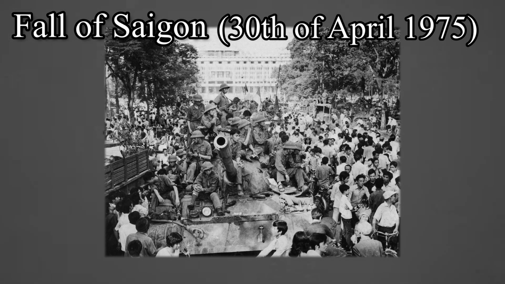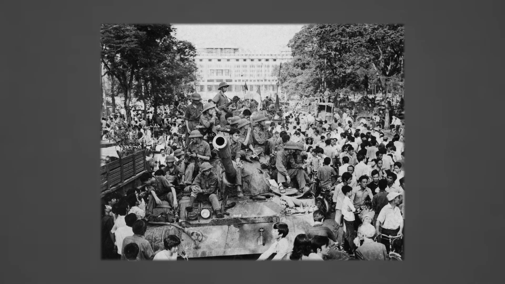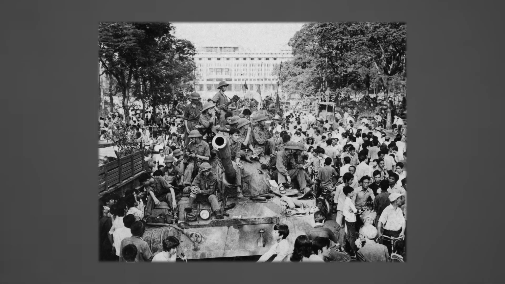Fall of Saigon. On the 30th of April 1975, the People's Army of Vietnam and the Viet Cong were able to conquer the capital city of South Vietnam. This event is also called the Liberation of Saigon or the Liberation of the South, as this marked the end of the Vietnam War and the collapse of the non-communist regime. Vietnam would now be under communist rule, with the official name being the Socialist Republic of Vietnam.